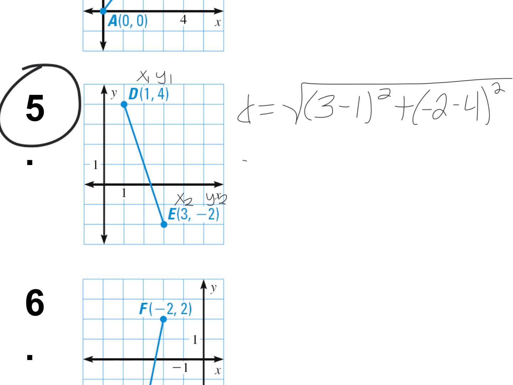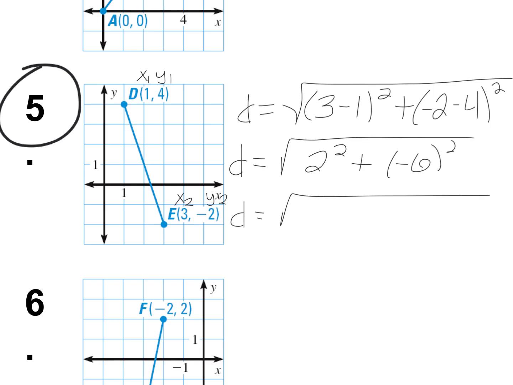Squared. Okay, what's my first step in order of operations? Parentheses. What's 3 minus 1? 2. What's negative 2 minus 4? Negative 6. What's my next step? Exponents. 4 plus 36. What is 4 plus 36? 40. Is there such thing as the square root of 40? No. So we leave our answer like that.